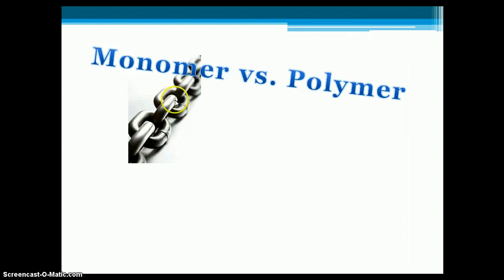So hopefully that helps a little bit. Again, the building block is the monomer, so each little link. If this was a protein, this link would be an amino acid. This could be a different amino acid, another amino acid, and all of those make up the polymer, or the protein.